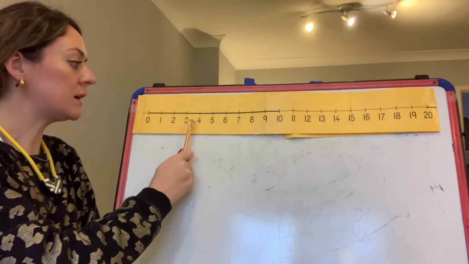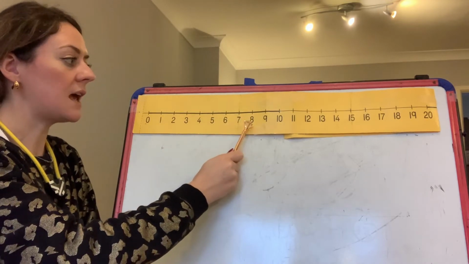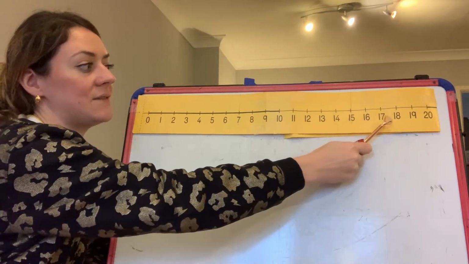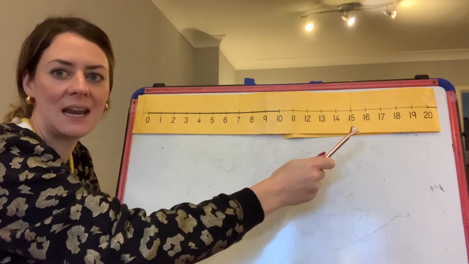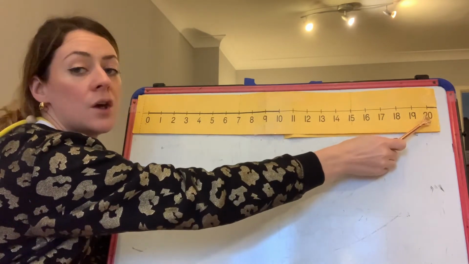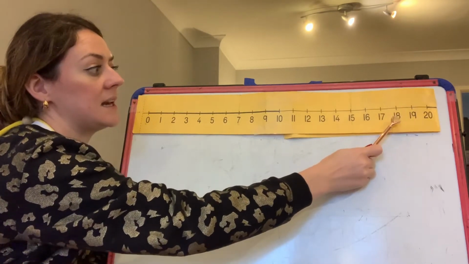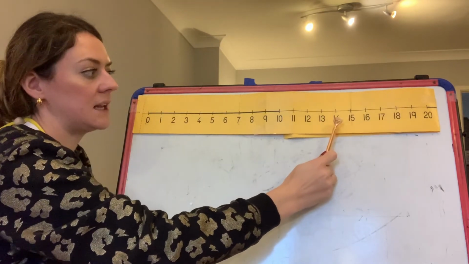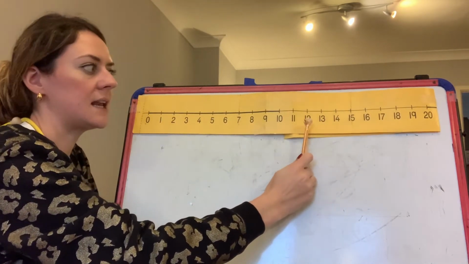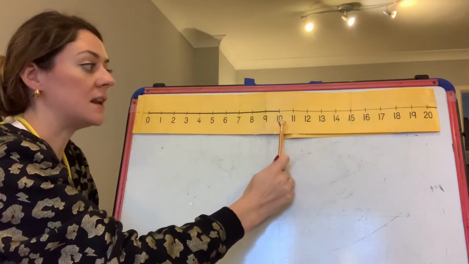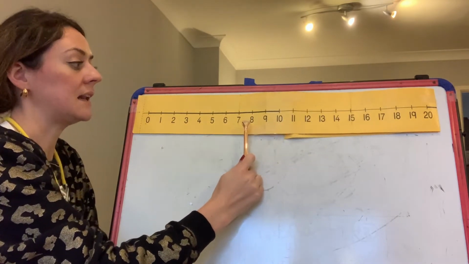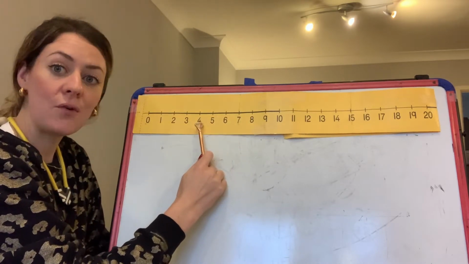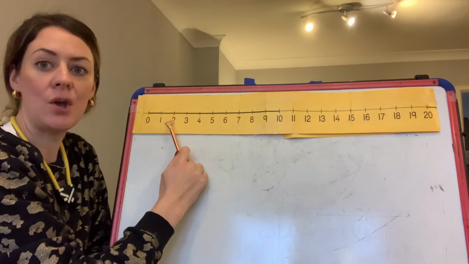1, 2, 3, 4, 5, 6, 7, 8, 9, 10, 11, 12, 13, 14, 15, 16, 17, 18, 19, 20. Brilliant. Now we're going to go backwards. 20, 19, 18, 17, 16, 15, 14, 13, 12, 11, 10, 9, 8, 7, 6, 5, 4, 3, 2, 1.